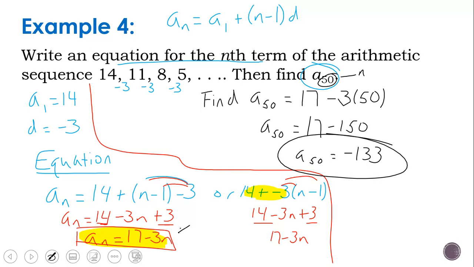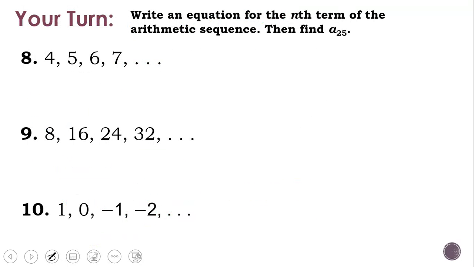So there are two parts to our answer here. Finding the equation, which we've done right here, and then finding our 50th term, which we've done right here. Okay, two parts to this. Let's do one more example here. I'm going to do the first example where it says find the equation for the nth term and then find a sub 25.